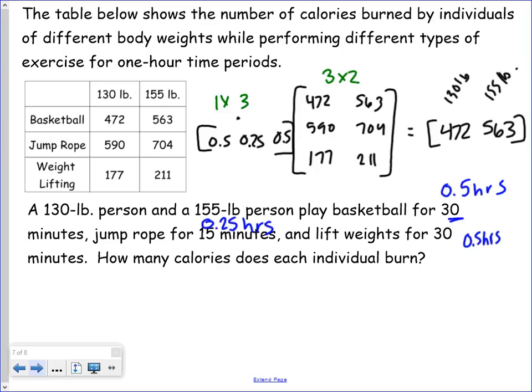I must have done something wrong in my other class. Nobody checked me. You could argue that if I was trying to burn the maximum number of calories, I shouldn't have done that. But if you're working out for an hour and 15 minutes, you might want to mix it up. It depends on what your goal is, right?